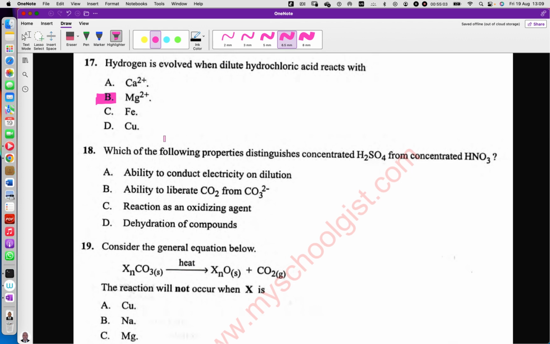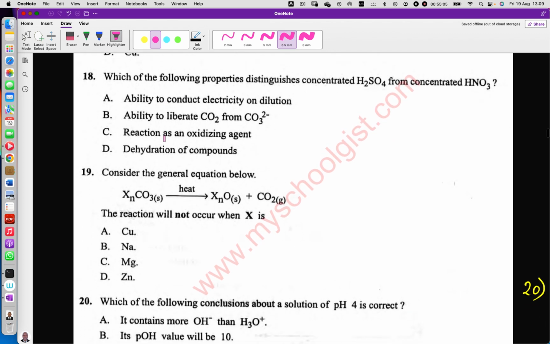Question number 18. Which of the following properties distinguishes concentrated sulfuric acid from concentrated nitric acid? What can we use to show that concentrated sulfuric acid is different from nitric acid? Of course, you should know that sulfuric acid is a very strong acid. It is used in the laboratory for organic reactions. It is also used in the laboratory for inorganic reactions.